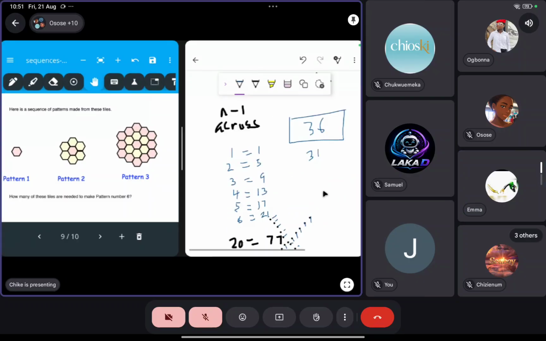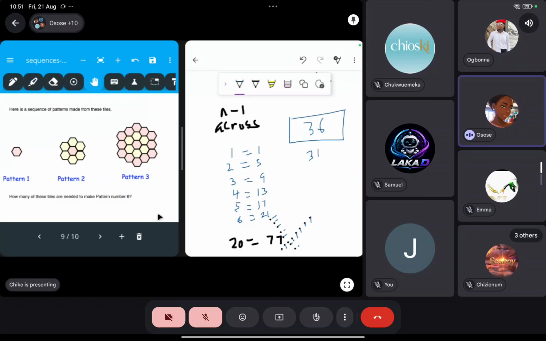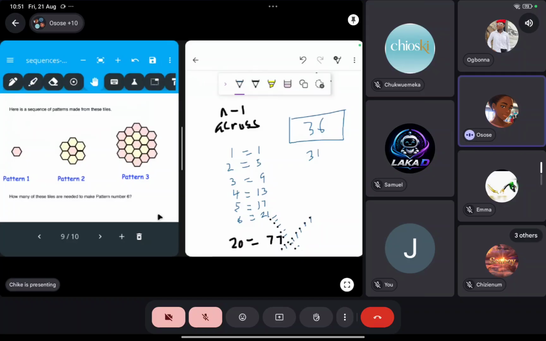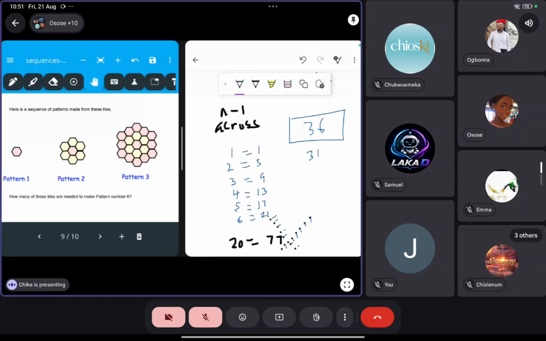36. Wait, getting 36. So I did the number of tiles in total. Yes, number of tiles in total. Okay. So I got 189. 189. Okay. Somebody else.